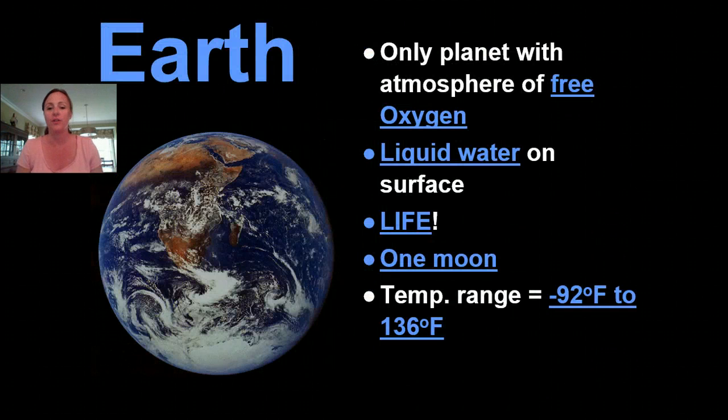Then we have Earth. Now, Earth is the only planet with an atmosphere of free oxygen. It's not stored or bound with any other molecule. We have liquid water on our surface. There's life, and we have one moon, as you know, and our temperature can range from negative 92 degrees Fahrenheit all the way to 136 degrees Fahrenheit.